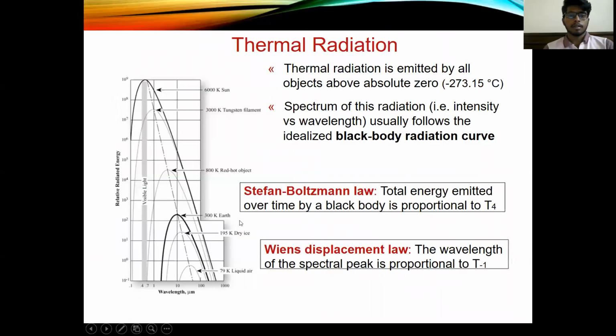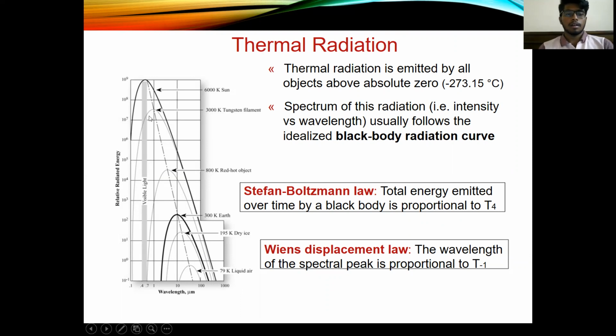Okay, thermal radiation. Thermal radiation is emitted by all objects above absolute zero, minus 273.15 centigrade. The spectrum of this radiation, that is intensity versus wavelength, usually follows the idealized black body radiation curve. Stefan-Boltzmann law: total energy emitted over time by a black body is proportional to T to the 4. Wien's displacement law: the wavelength of the spectral peak is inversely proportional to T.